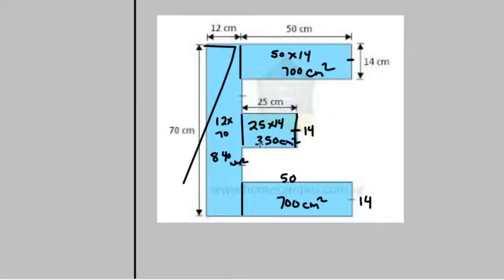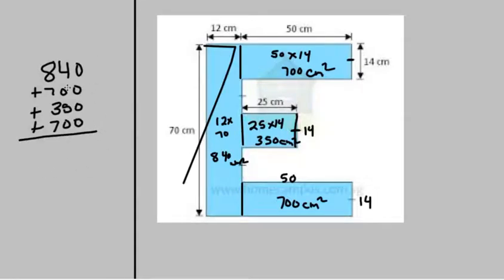And then the question is, what is that all together? Remember, you have to find it all together. And that would be mathematically adding. So if I'm going to add all these together, I'm going to have 840 plus 700 plus 350 plus 700. Again, you can add it whatever way is most efficient for you.